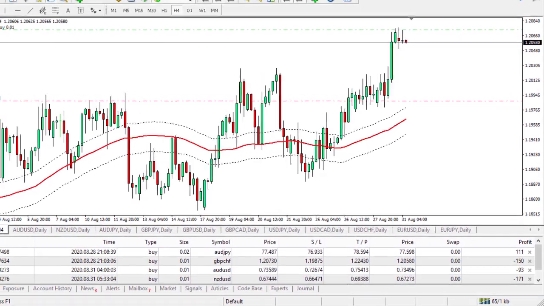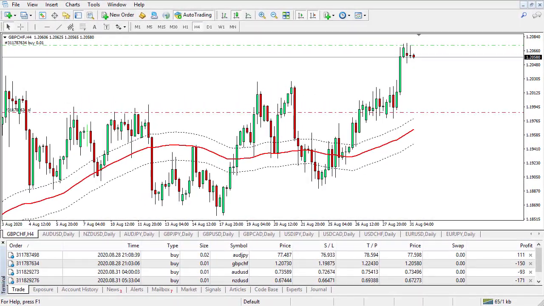Therefore, in line with the trade setup identification rules of our trend following forex trading strategy, I immediately switched to the 1-hour chart of the GBP CHF currency pair to look for long trade setups in the direction of the prevalent bullish trend on the pair's daily and 4-hour time frames.